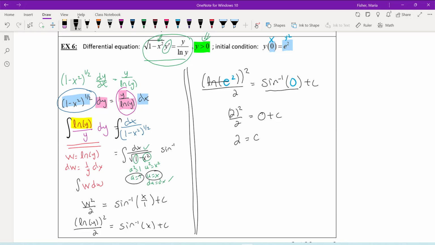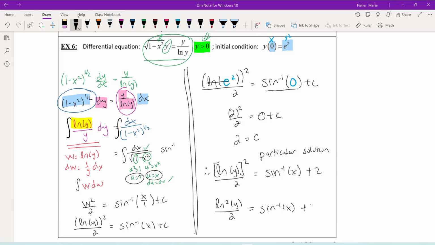Well, 2 squared over 2 is just 2, and I don't need that 0 there, so that means that c is equal to 2. Therefore, the particular solution is the natural log of y squared over 2 equals the inverse sine of x plus 2. That's that particular solution. We can also write this as the natural log squared of y over 2 equals the inverse sine of x plus 2. Either one of these is correct. That's it for separation of variables.